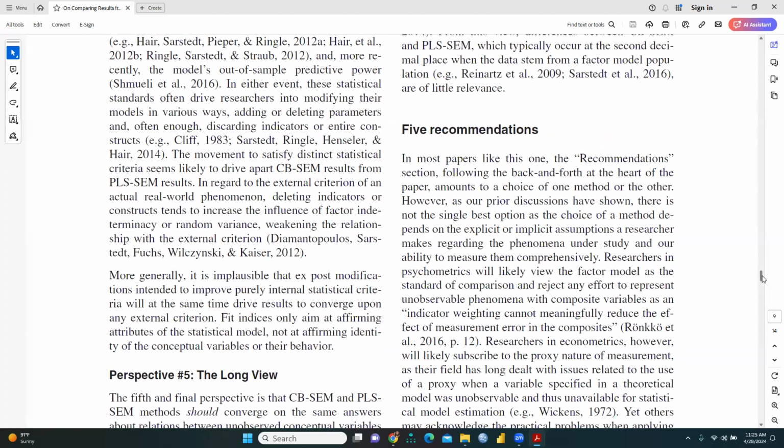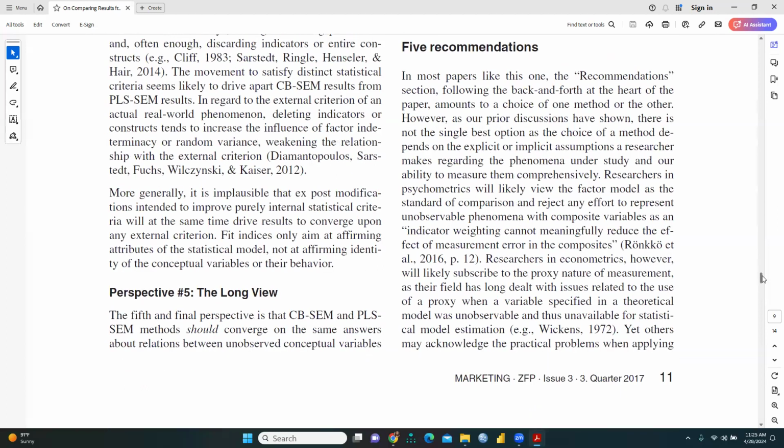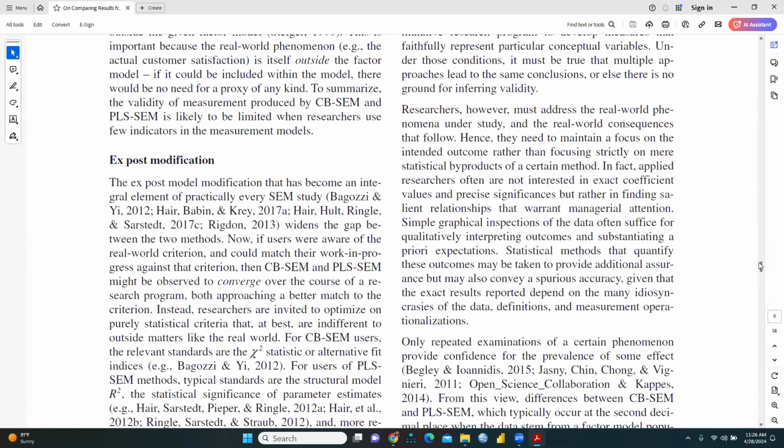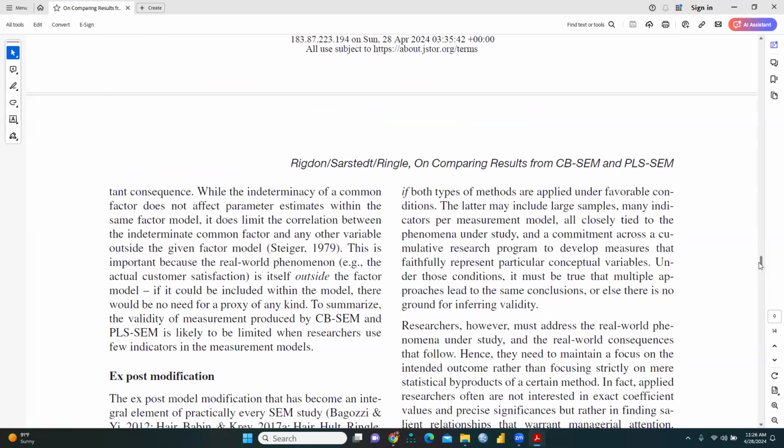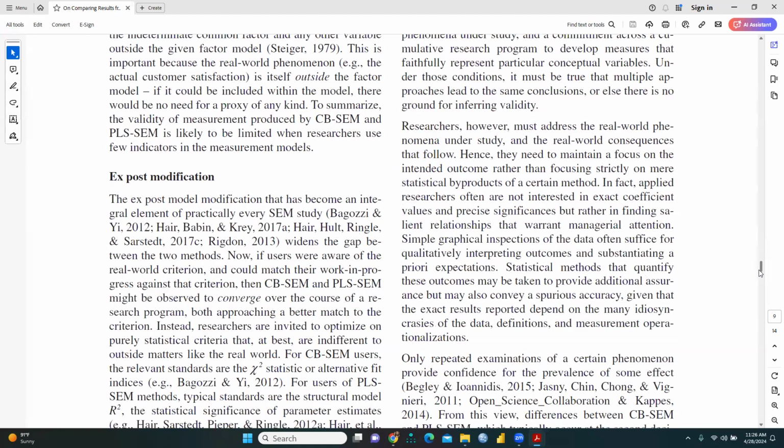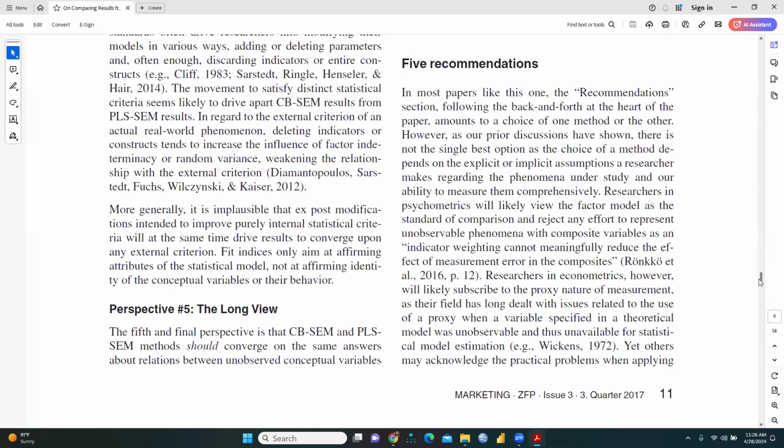Next, we come to the best part of this paper, the five recommendations. Sorry, perspective five was also the long view. The fifth and final perspective is that CVSEM and PLS-SEM methods should converge on the same answers about the relation between unobserved conceptual variables and observed variables, if both types of methods are applied under favorable conditions. The latter may include large samples and many indicators per measurement model. And further, five recommendations.